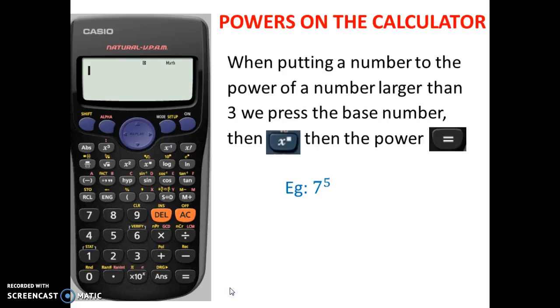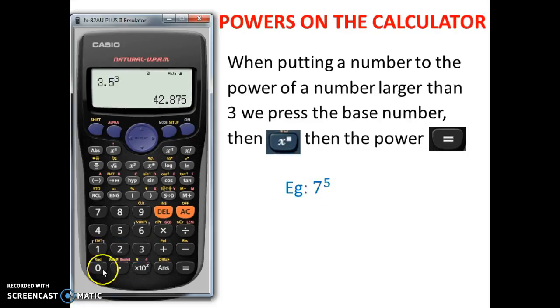If we want to put any number to the power of any other number other than squared or cubing, we have to just use this particular one, which is x with a little square at the top, and then we place whatever the power is after we've pressed that button. So here if I'm doing 7 to the power of 5, we're pressing the 7, x to the power of, and then we choose the number 5 as the power, press equals, and it tells us our answer of 16,807.